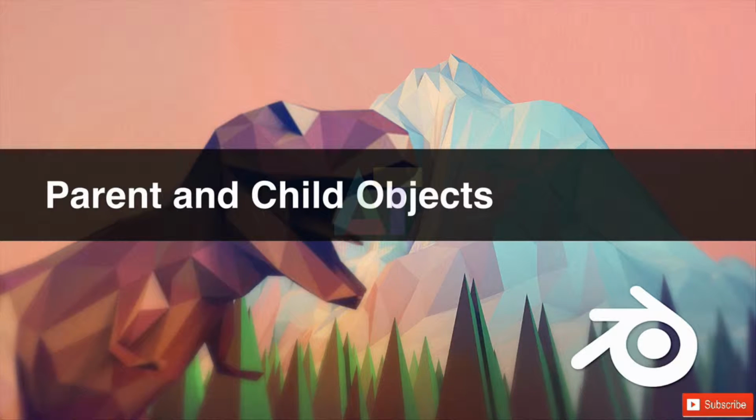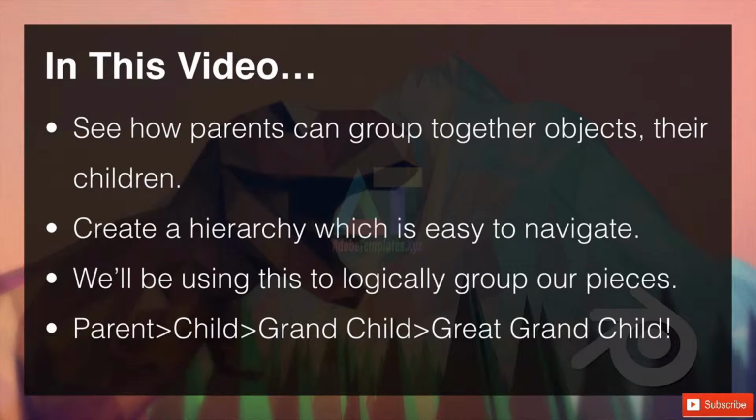Parent and child objects. In this video we're going to see how parents can group together objects, essentially that becomes their children. We're going to create a hierarchy which is easy to navigate. We'll be using this to logically group our pieces together. Now when we're doing parents and children, the children can have children and those children can have children as well. So you can have a whole family there, so parent, child, grandchild and great-grandchild, etc.